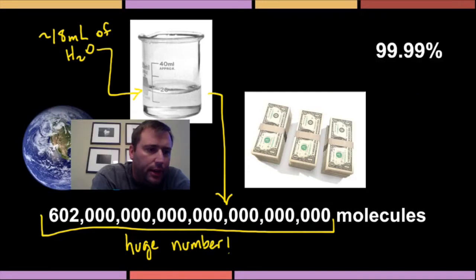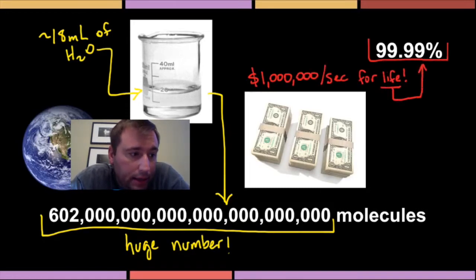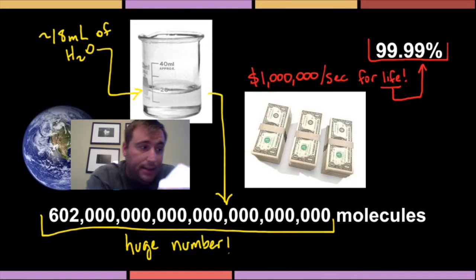To give you another example as to how big this number is, if you had 6 sextillion dollars and you spent $1 million per second for the rest of your life, you would have 99.99% of all of your money left over. It's a gigantic number. Let's take a look at a traditional picture of what an atom looks like.